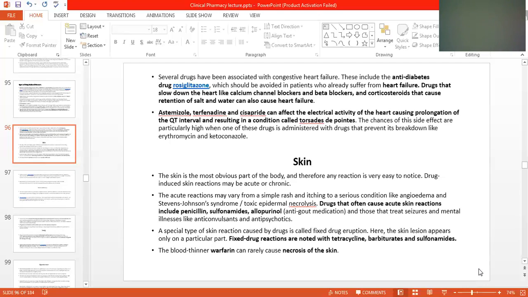So there are a lot of examples you have seen here, of drugs which are affecting the skin. Give a thought to all these mentioned side effects of drugs on different parts of the body, either on vital organs like the heart, or on your stomach, causing stomach bleeding, or on the skin. A special type of skin reaction caused by drugs is called the fixed drug reaction. Here, the skin lesions appear only on a particular part. Fixed drug reactions are noted with tetracycline, barbiturates, and sulfonamides. The blood thinner warfarin can also rarely cause necrosis of the skin.